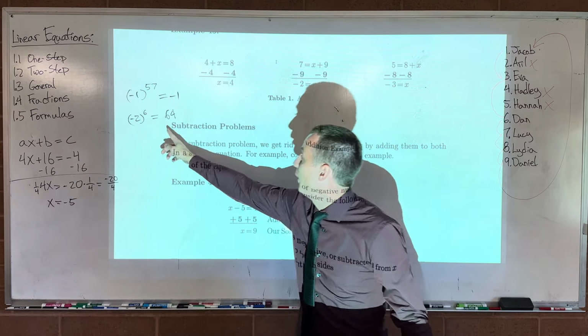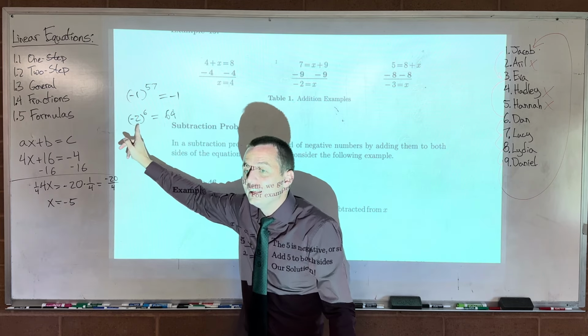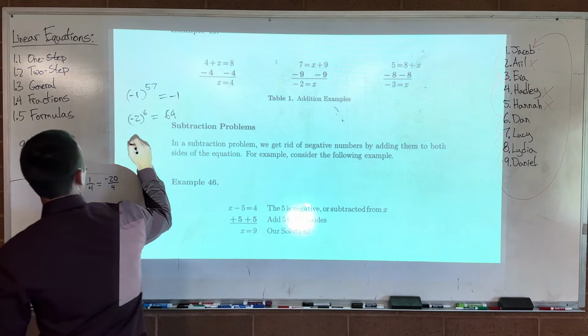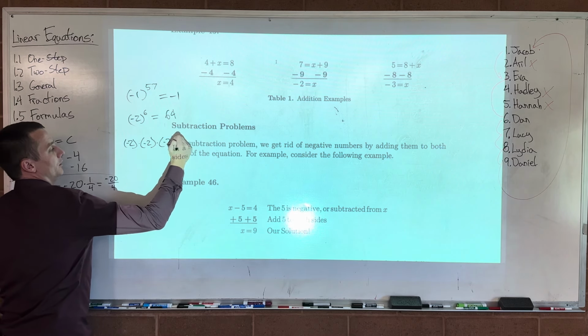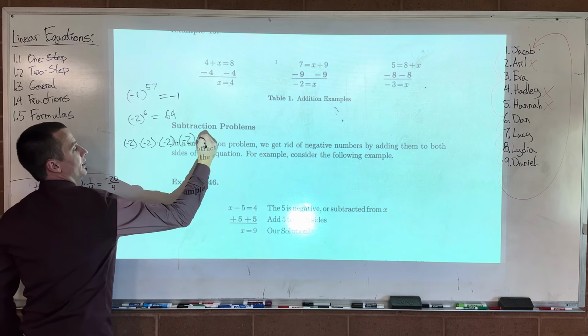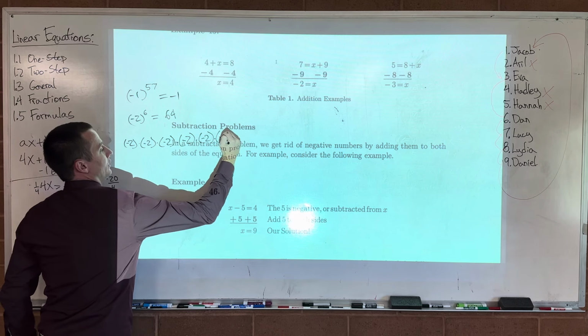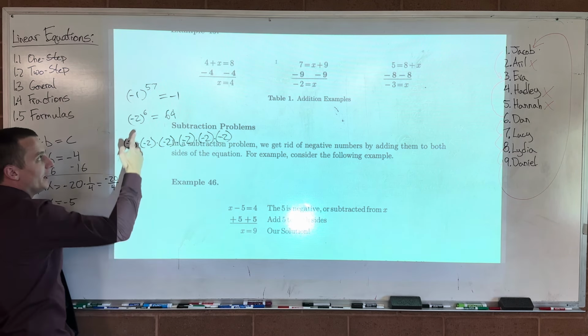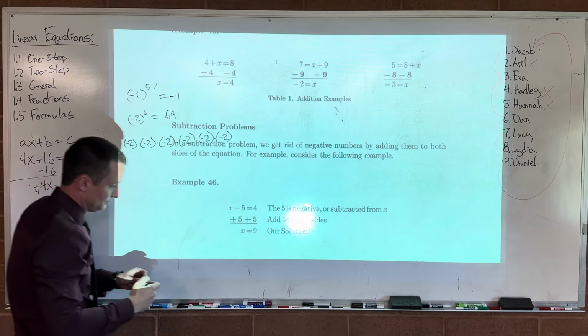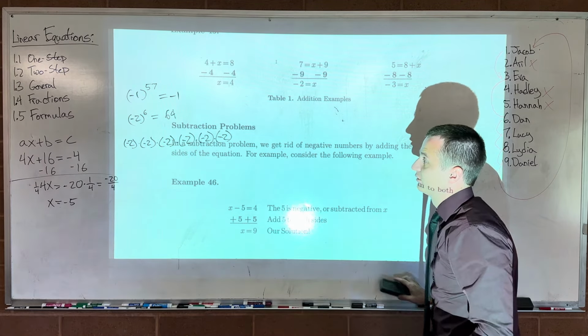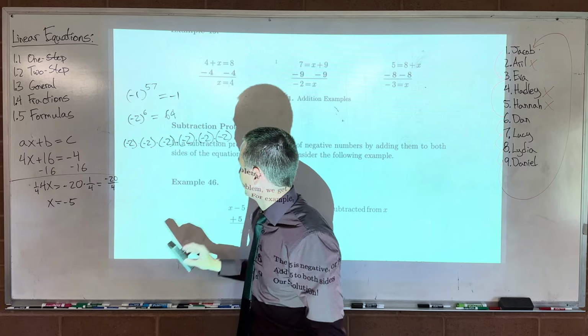Right? And it's positive 64 because we had an even number of negative 2's. This was the same thing as negative 2 times negative 2 times negative 2 times negative 2 times negative 2 times negative 2. That's what we mean by negative 2 to the 6. That 6 times. So it's the same thing as just 2 to the 6. And then we don't add the negative because there's an even number.